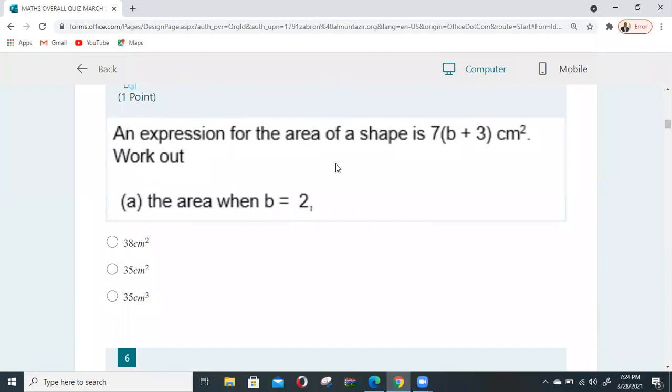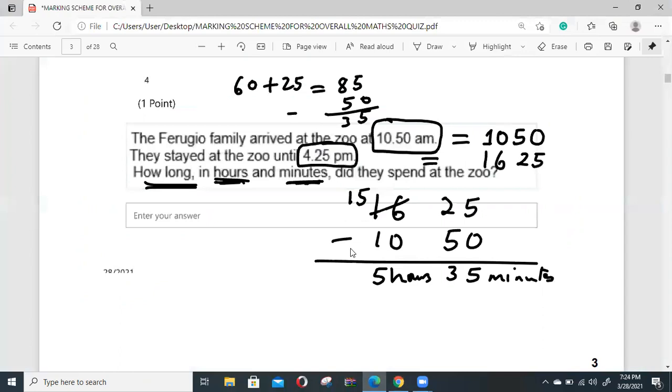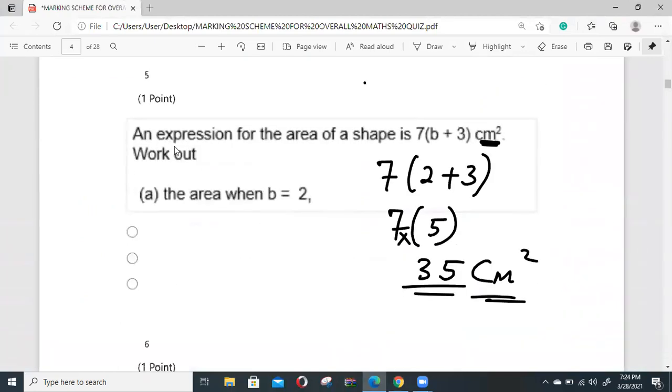Okay, an expression for the area of a shape is that much. Work out the area when B is 2. So we're supposed to work out the area and we're given that. Now B is 2. So I did that question. And this was the calculation, an expression for the area of the shape with that one. Work out the area when B is 2.